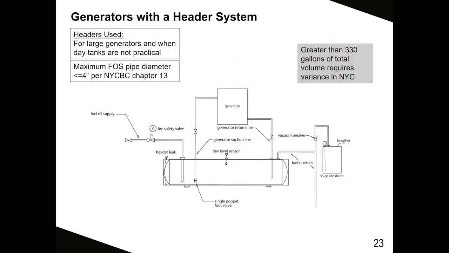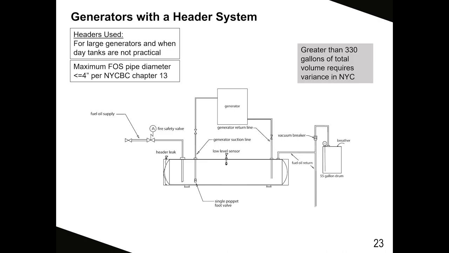Generators with a header system. Header is for use when day tanks are not practical. They are sized same as day tanks with a maximum allowable capacity of 330 gallons. This slide represents a double wall day tank that is required for outdoor installations. Indoor installations can use a single wall pipe with a containment basin. And your maximum supply pipe feeding this header is 4 inches in diameter.